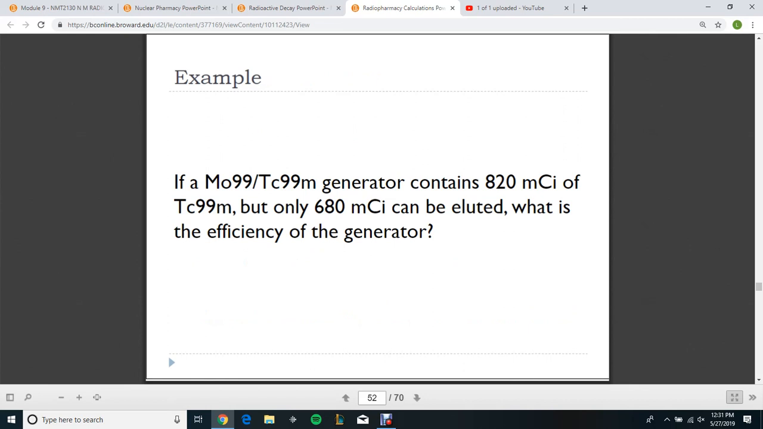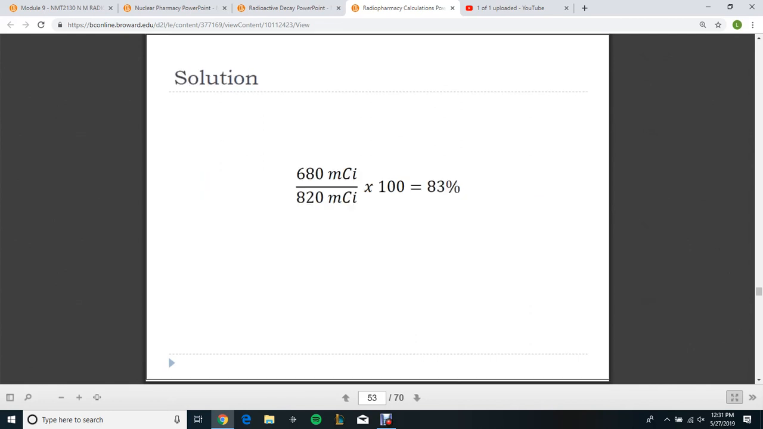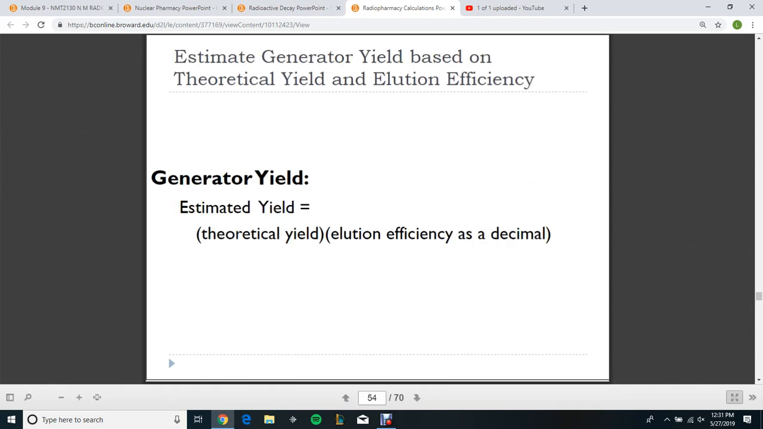If the Molytech generator contains 820 millicuries of technetium-99, but only 688 can be eluted, what is the efficiency? You're going to divide 680 by 820 times 100, which is 83% efficiency.